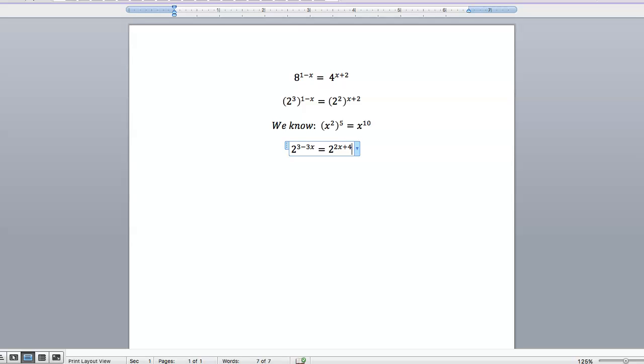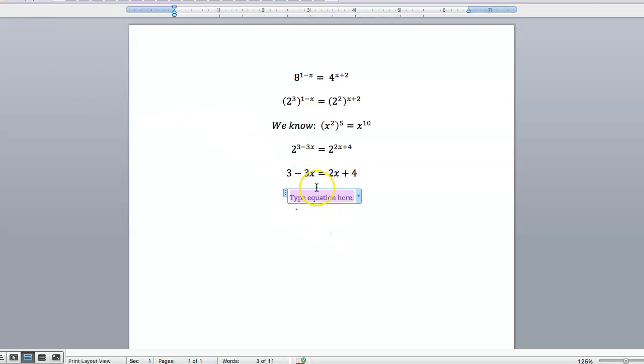Because exponential functions are one-to-one, the bases are the same, the expressions are equal, the exponents also have to be equal. So there's my next thing. I'm going to set the exponents. 3 minus 3x must be equal to 2x plus 4. Now I have a linear equation, which I can solve like I always solve linear equations.